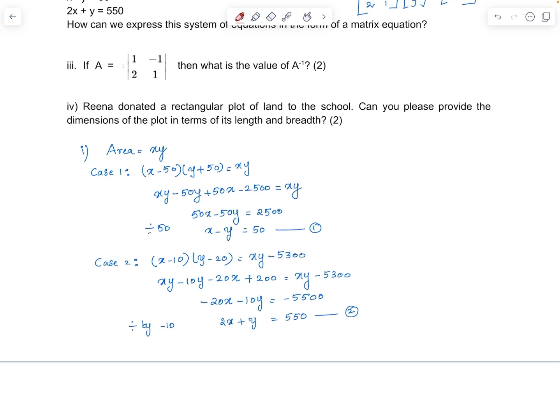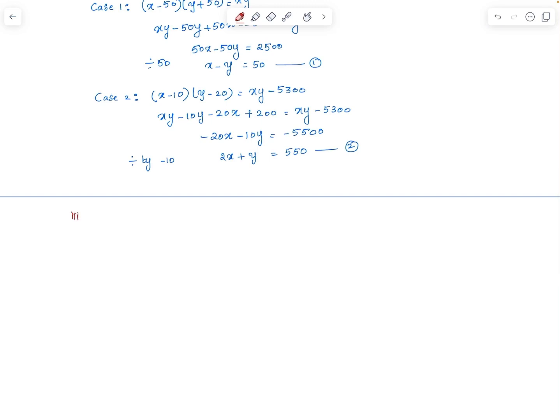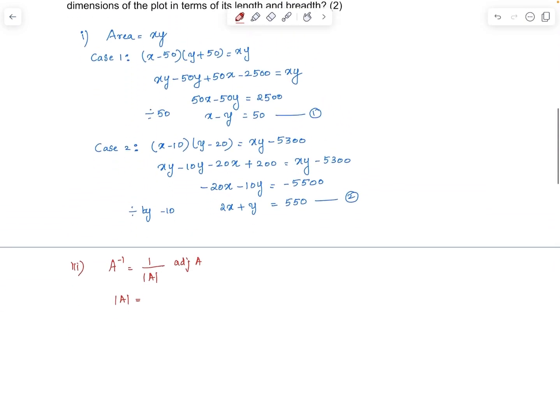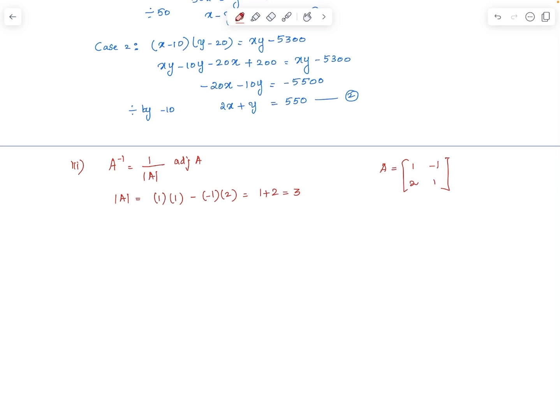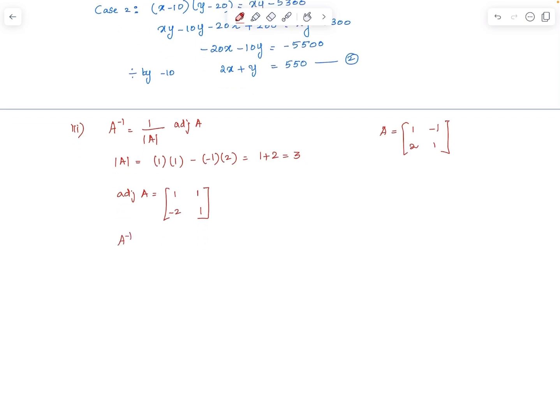Question 3. If A is equal to [1, minus 1; 2, 1], then what is the value of A inverse? A inverse is equal to 1 by determinant of A times adjoint A. Determinant of A is 1 times 1 minus minus 1 times 2, which is 1 plus 2, that is 3. The given matrix is a 2 by 2 matrix. So adjoint of A can be got by swapping the diagonal elements and changing the sign of the off diagonal elements. So this is the adjoint of A. A inverse is equal to 1 by 3 times [1, 1; minus 2, 1].